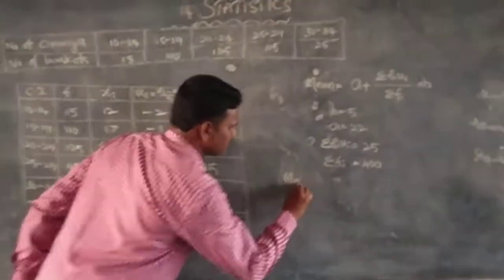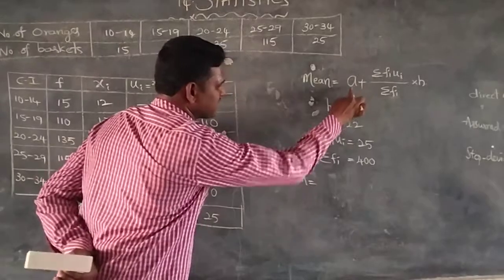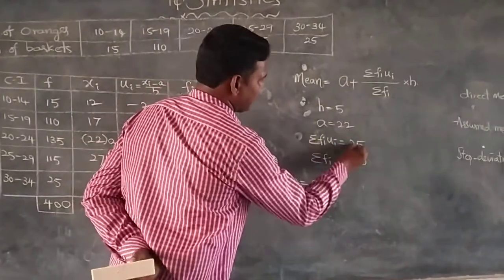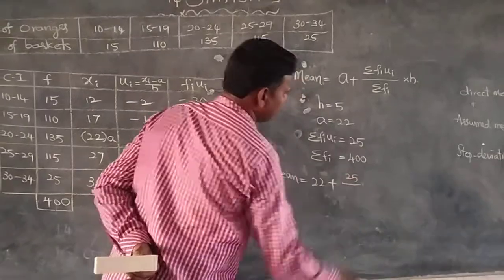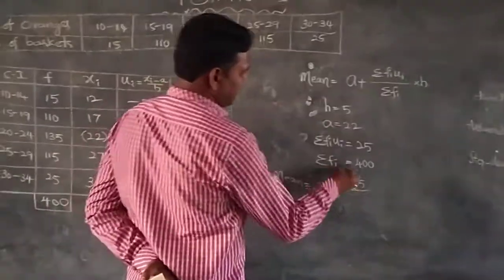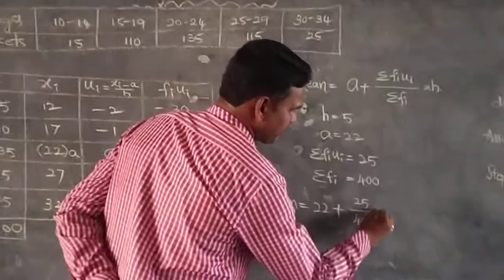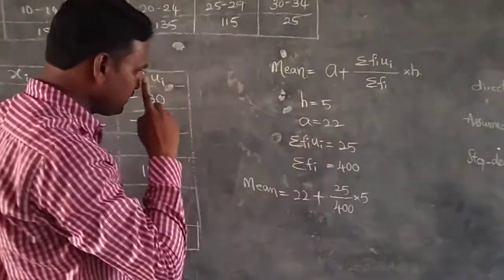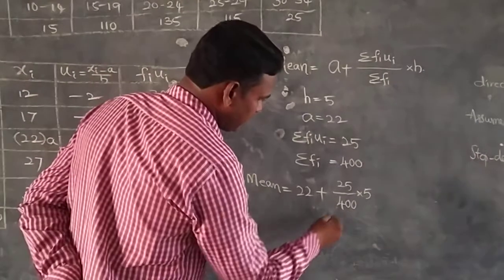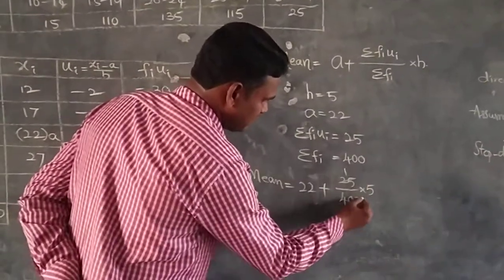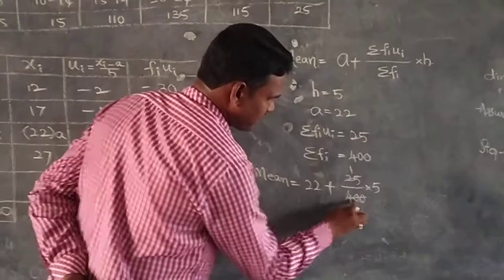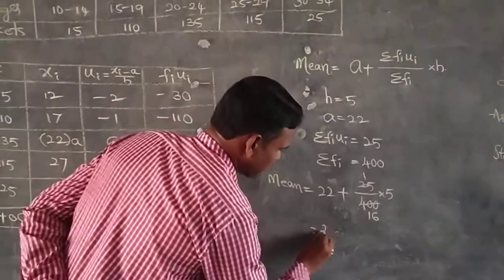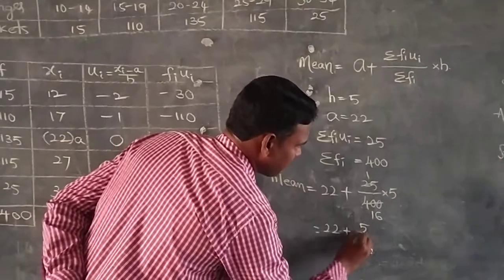Mean is equal to a plus, what is the assumed mean here? 22 plus summation fi ui, 25, by summation fi, 400, into the h value. h is equal to 5. Now 25 ones are 25, 50 remaining, 150, 25 sixes are 150. So this is 22 plus 5 by 16.